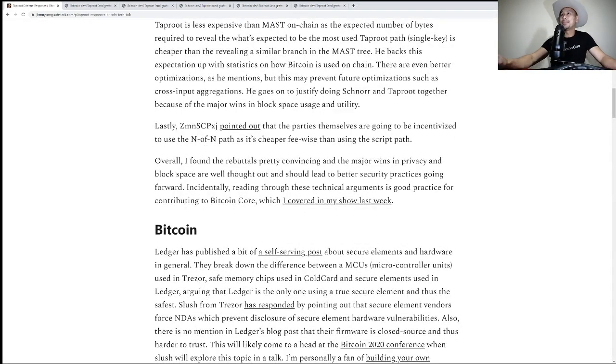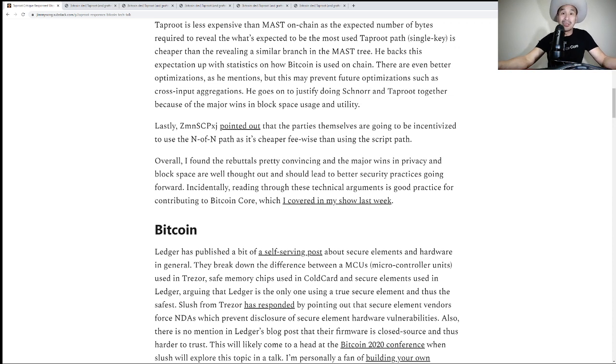And lastly, ZmnSCPxj pointed out that it's not just the developers who are incentivized to create more N of N paths, but the parties themselves, right? If you have N parties, and there are some combinations in which some of them can agree, in order to save money on fees, using the script path requires more bytes, so it's going to cost more in fees. If you use the N of N path, it's cheaper, so they're more incentivized to use the N of N path as well. It's sort of like, good game, you could do this, but if one of them isn't available, you still use the script path. But the parties themselves will want to use the N of N.